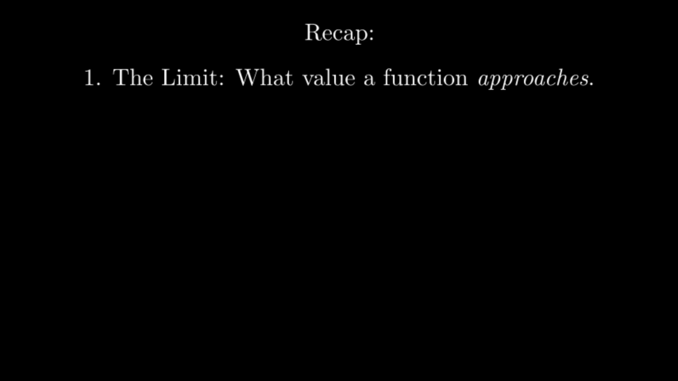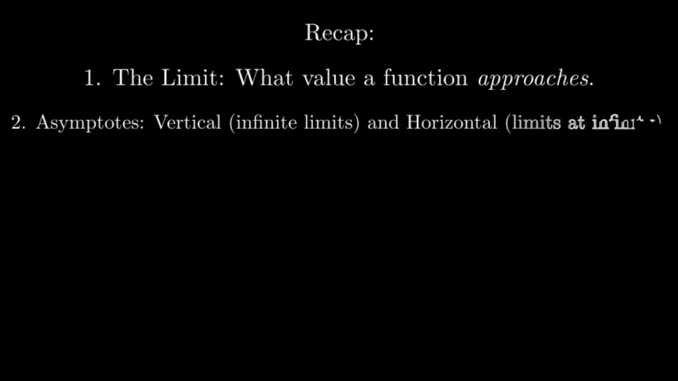Let's take a moment to recap the main ideas we've covered today. First, we introduced the crucial concept of a limit. The limit tells us what value a function approaches as its input gets closer and closer to a certain point. We saw that this is a more powerful idea than simple substitution, as it allows us to handle undefined points and investigate end behavior. We used limits to formally define asymptotes. Vertical asymptotes occur where a function's limit is infinite, and horizontal asymptotes are determined by the function's limit as x approaches positive or negative infinity.